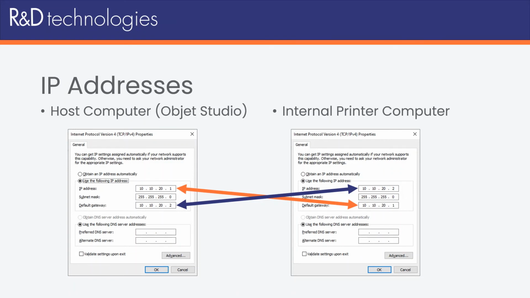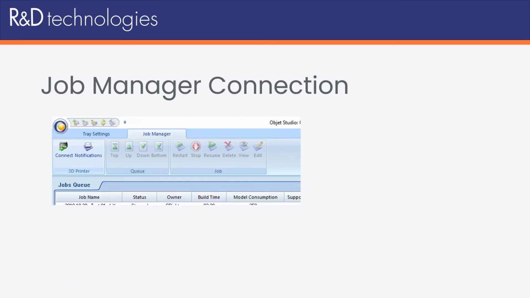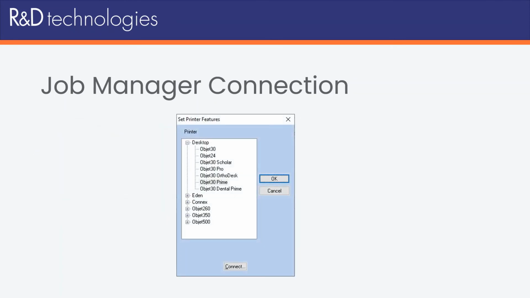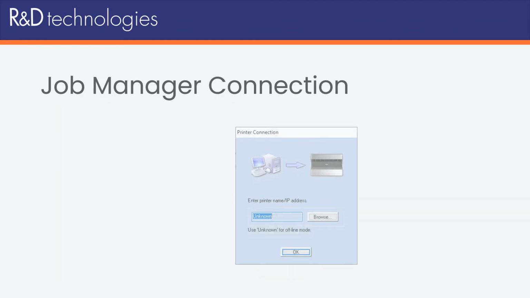the printer computer. If you verify the IP address of your printer and the host are set correctly, and you want to make sure the job manager is also set correctly, you can click the Job Manager tab when you open up Objet Studio and then click the Connect button. When this window opens, select your printer type from the list and click the Connect button. This will open up the printer connection window like we saw before, and again, don't click the Browse button. You want to enter the IP address of the printer here and then click OK.